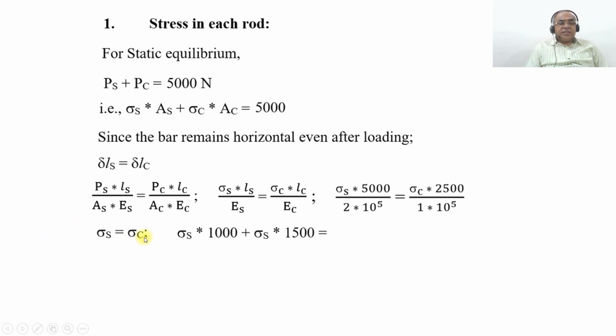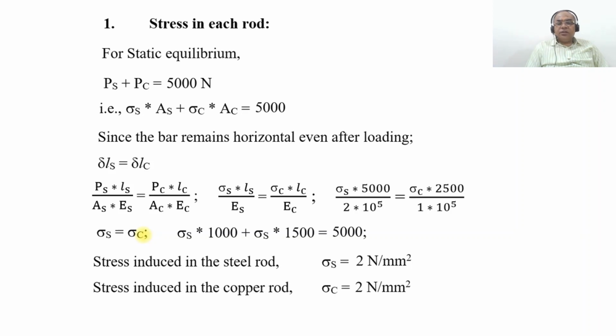Now, sigma S into the area of the steel bar, 1000, plus sigma S into the area of the copper bar, 1500, is equal to 5000. Since sigma S is equal to sigma C, I have substituted sigma S for sigma C. On simplification, you get the stress induced in the steel rod, sigma S, equal to 2 Newton per mm square. Since the stress in the steel rod is equal to the stress in the copper rod, sigma C is also equal to 2 Newton per mm square.